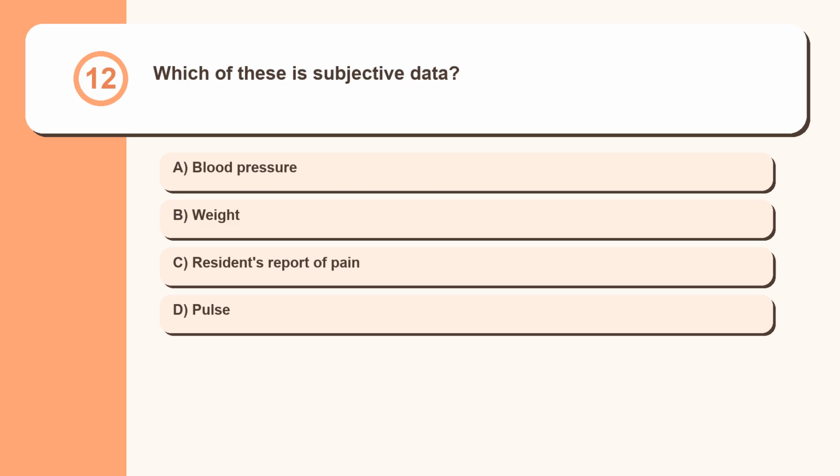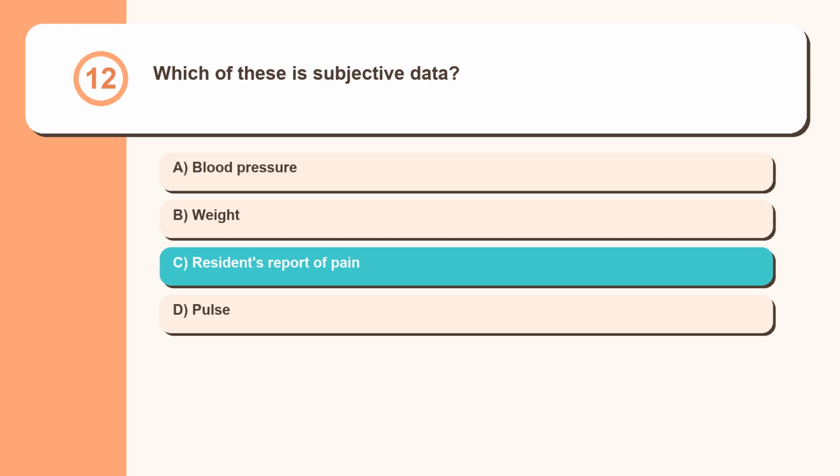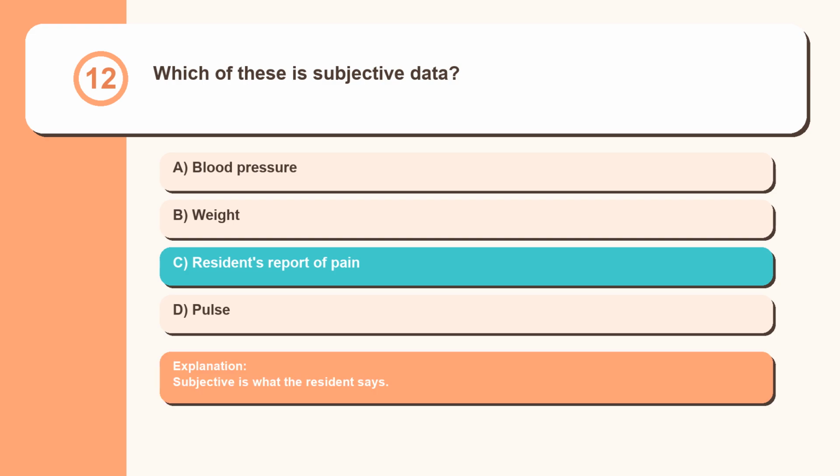Question 12. Which of these is subjective data? Blood pressure. Weight. Resident's report of pain. Pulse. Subjective is what the resident says.